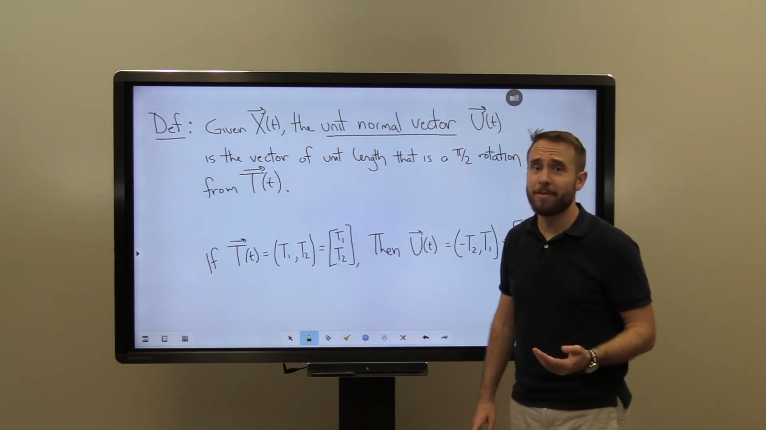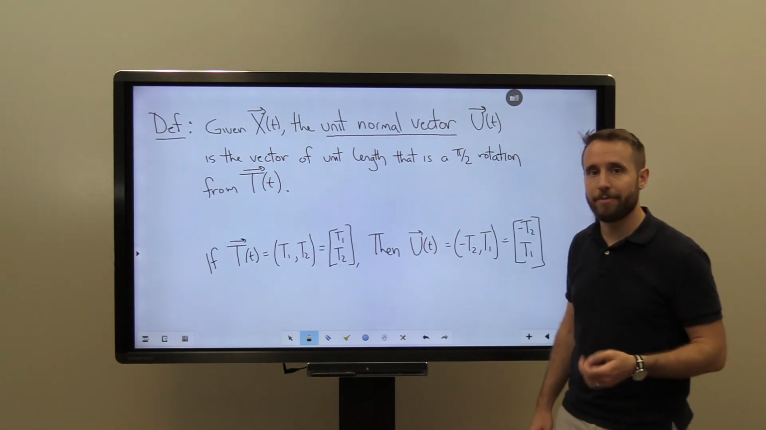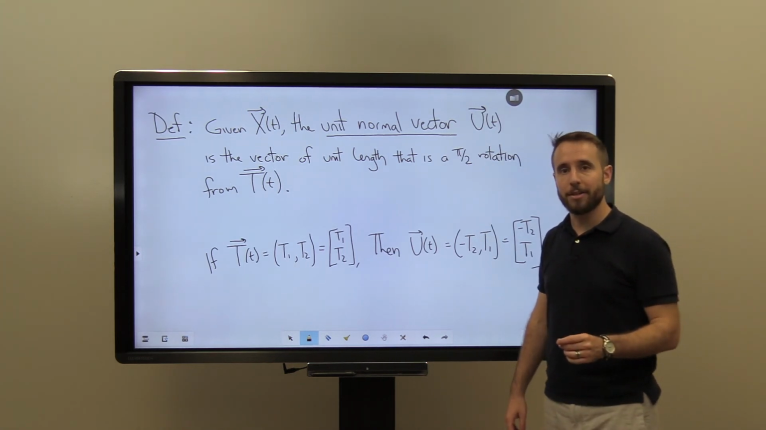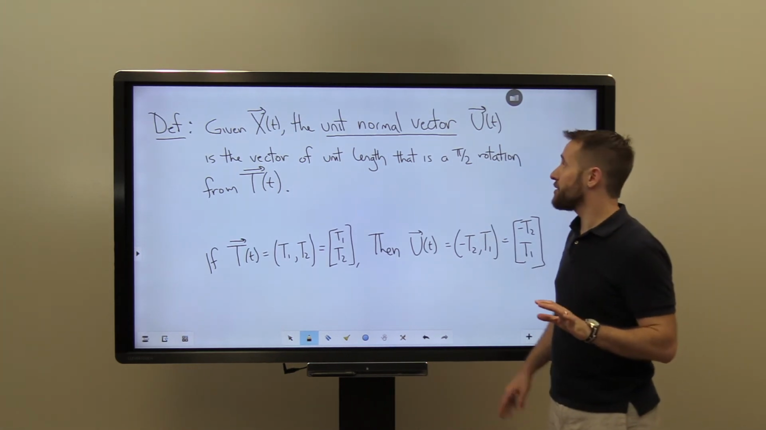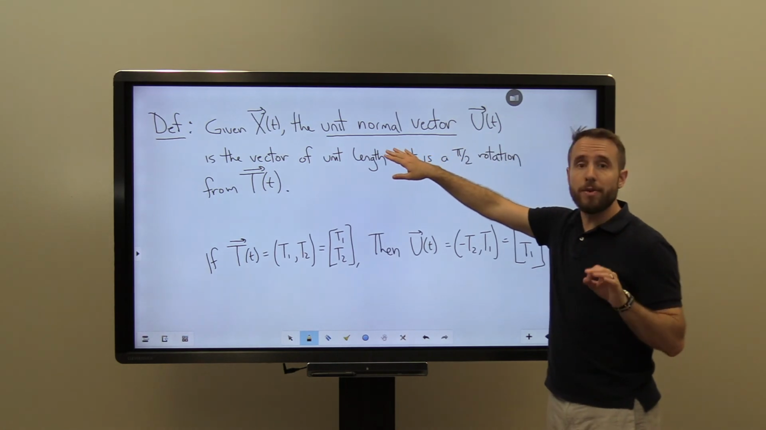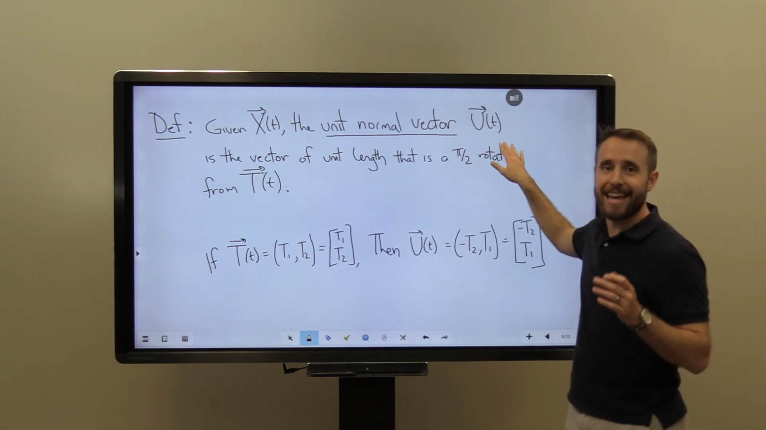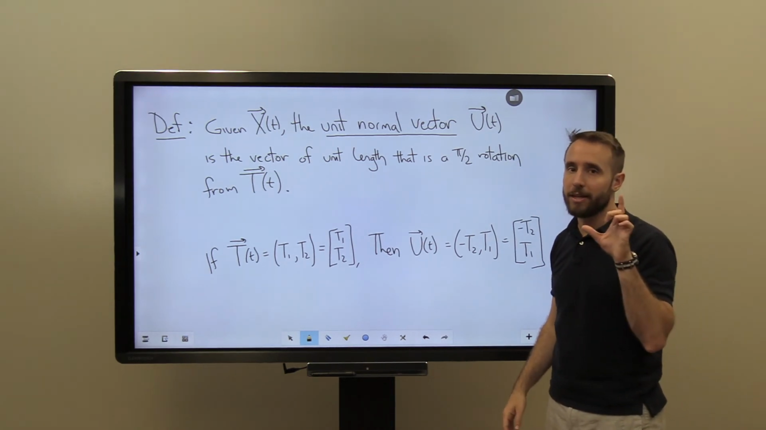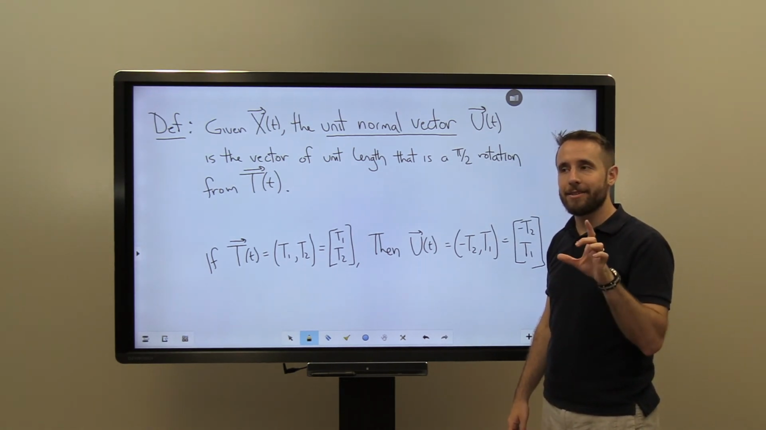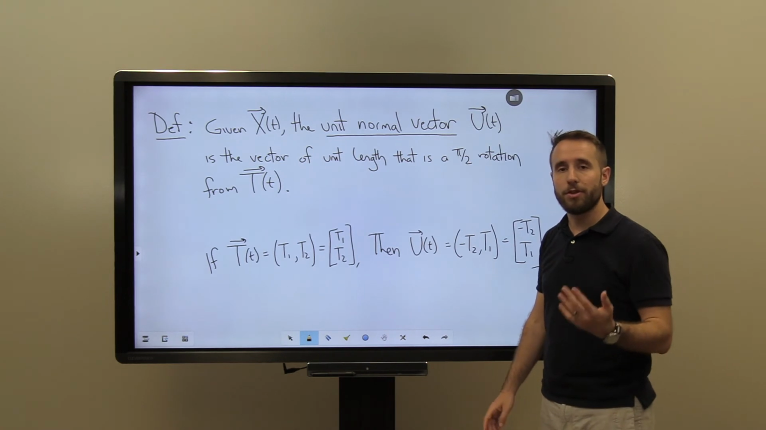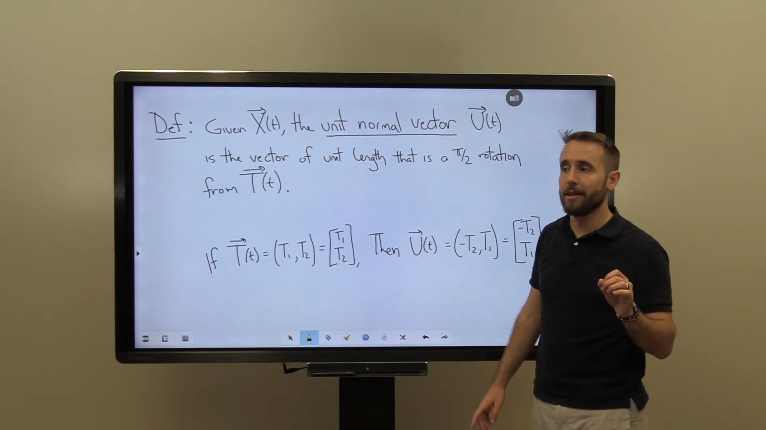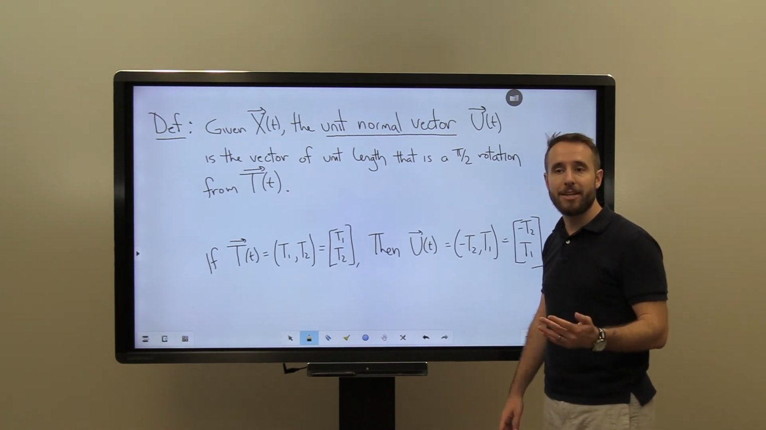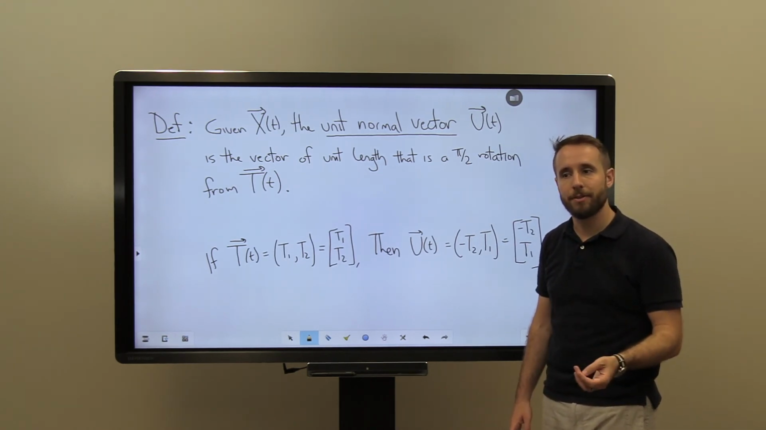So we've spent a good bit of time talking about the unit tangent vector, and I want to conclude by talking about the unit normal vector. So given a parameterized curve, x of t, the unit normal vector, which we'll denote using a capital U, is simply going to be the vector that's of unit length and is perpendicular to the unit tangent vector, specifically by invoking a counterclockwise pi/2 rotation of the unit tangent vector.